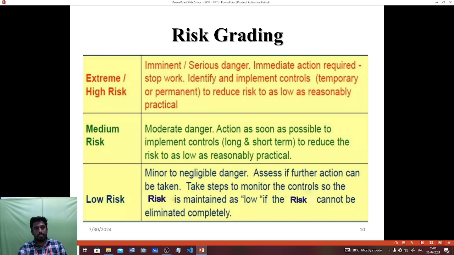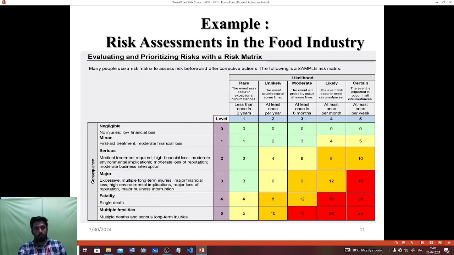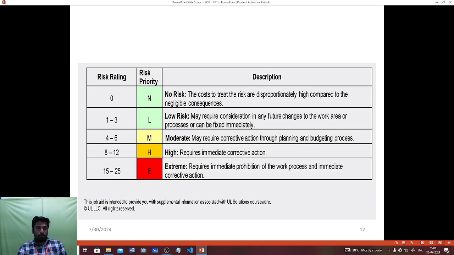So here the extreme, high risk, medium and low. Based on the risk grading, I will put here something dangerous, for example a single death. When a certain incident happens and we have not given any solutions at that particular time, we produce the level of 50 or something, somewhere dangerous. So these are very dangerous for our human health and also the environment. Here the rating of risk and risk priority will be described in the rating of risk.